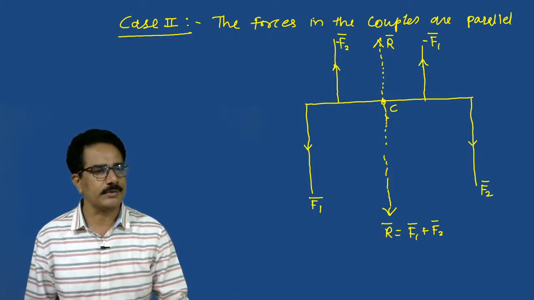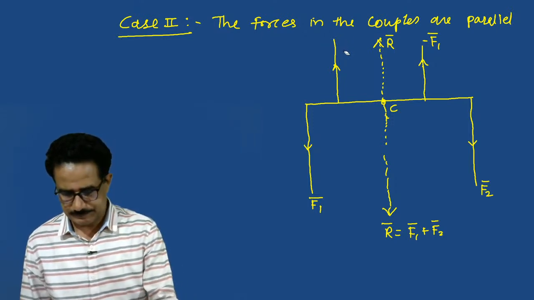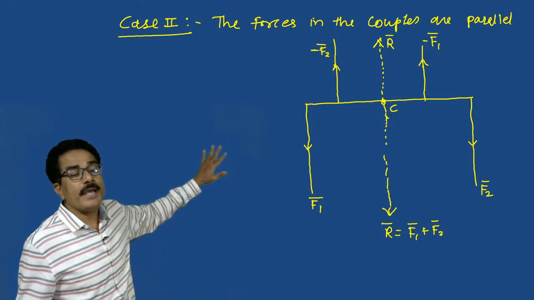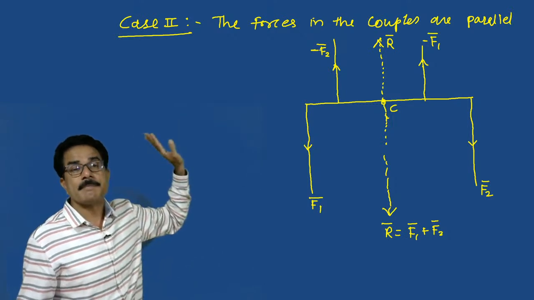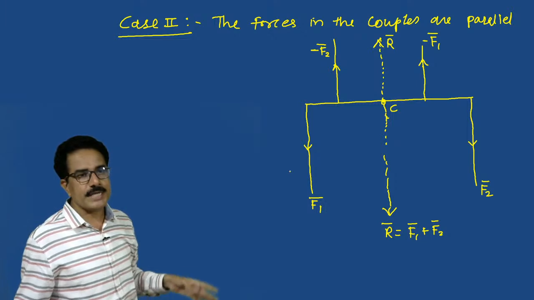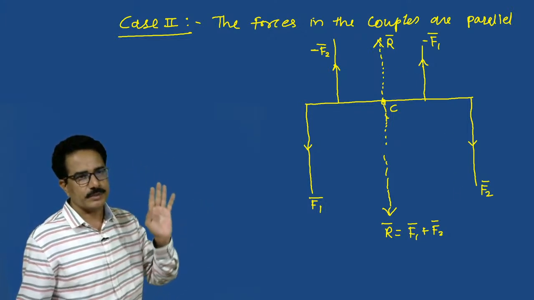This is minus F2, see. I shall write this again here. Minus F2 bar. Okay, so here all the forces are parallel to each other. F1 is opposite to minus F1. F2 is opposite to minus F2.